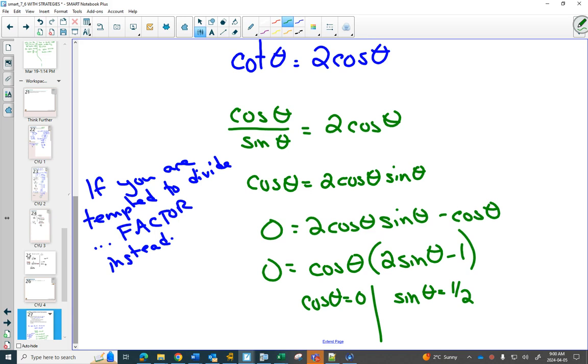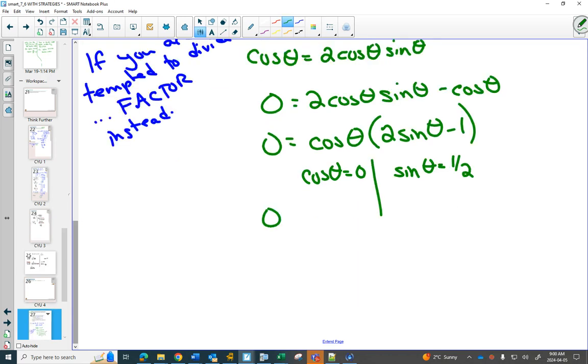When is cos theta equal to 0? On our pi plate, that's at pi over 2 and 3 pi over 2. When is sine theta equal to half? That's our pi over 6 family in quadrant 1 and quadrant 2.